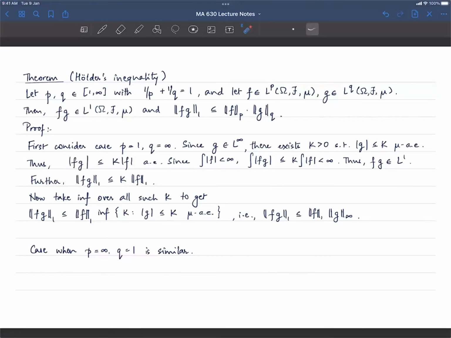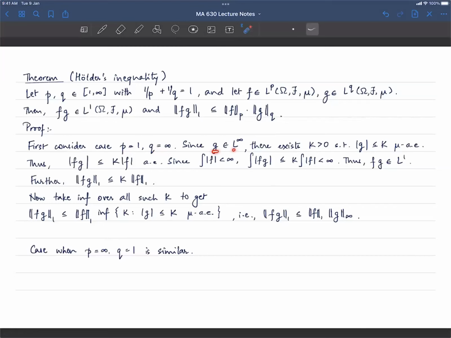All right, so I'm going to first consider the case P is 1, Q is infinity. Now, what are we saying? We're saying that G is in L^infinity. Remember, if a function is in L^infinity, that means it is, as was mentioned, essentially bounded. Translation: you can throw away a set of measure 0 and except for that set that you threw away, it is bounded.